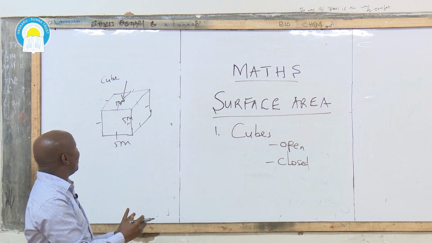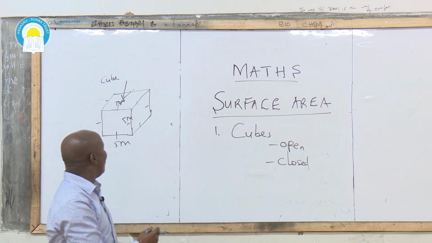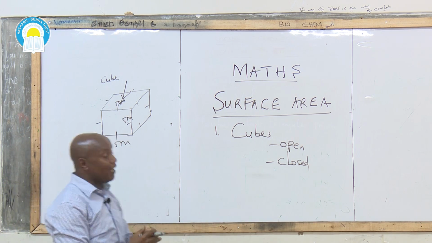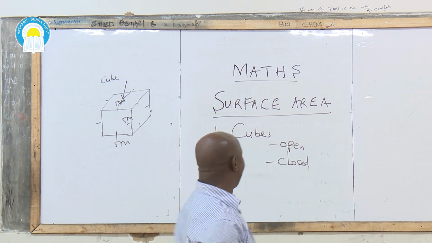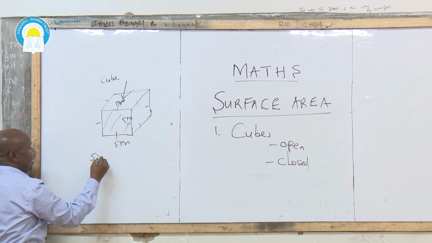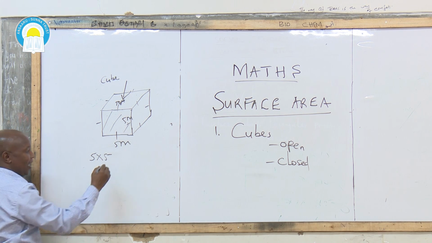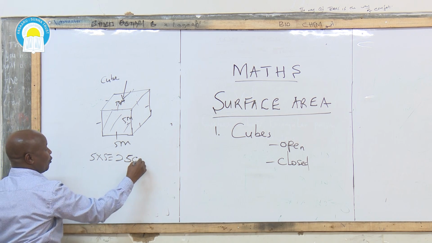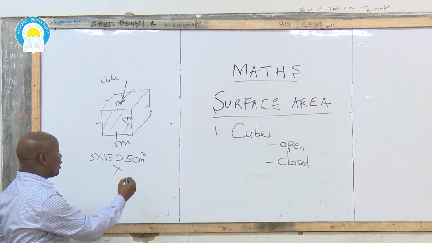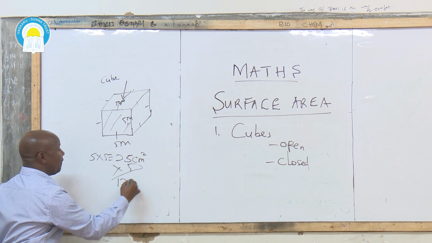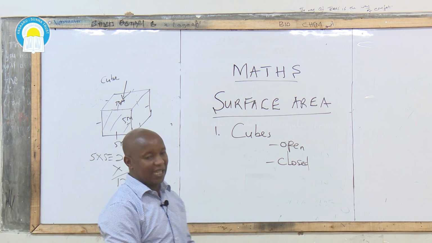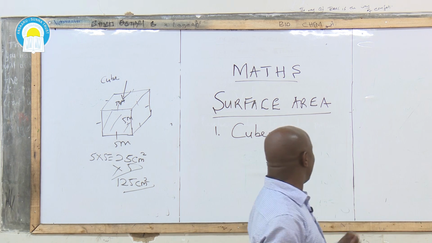So for the surface area of a cube, you get the area of one face, then you multiply by 5 if it is open. If it's closed, you multiply by 6. In our case here, the area of one face is 5 times 5. Area of a square is side times side, which is 25 centimeters squared. And because it is open, it has only 5 faces. Now you multiply by 5, you get 125 centimeters squared or square centimeters. That's how we get the surface area of a cube.